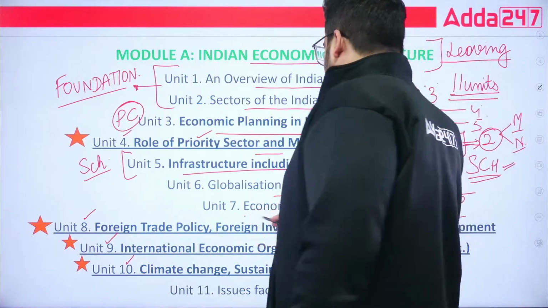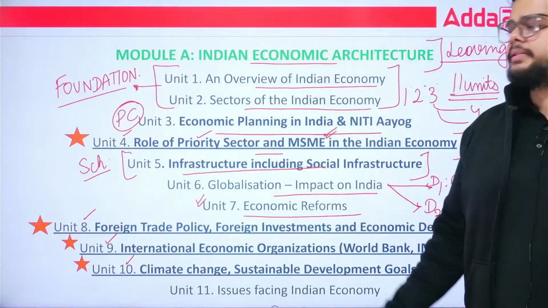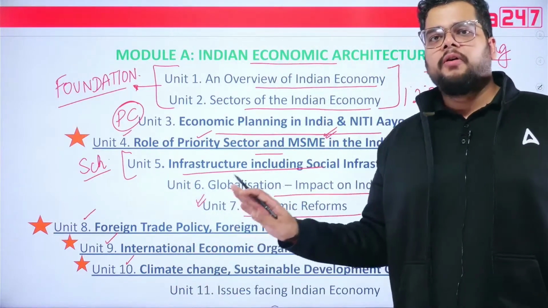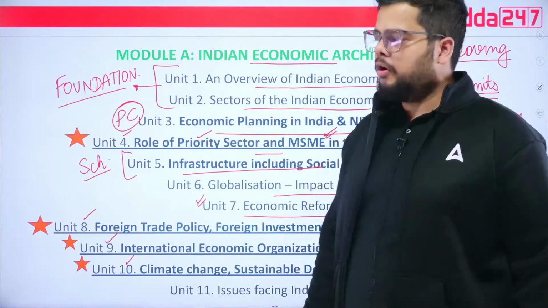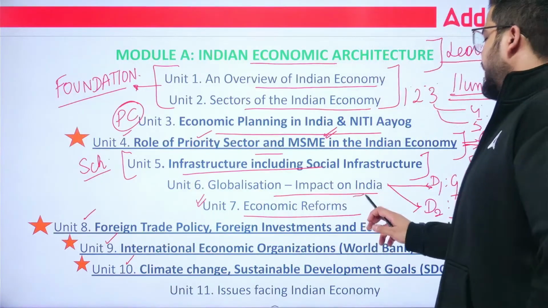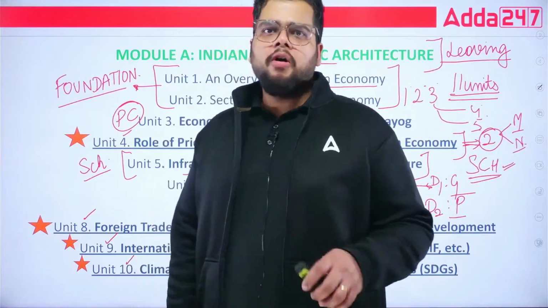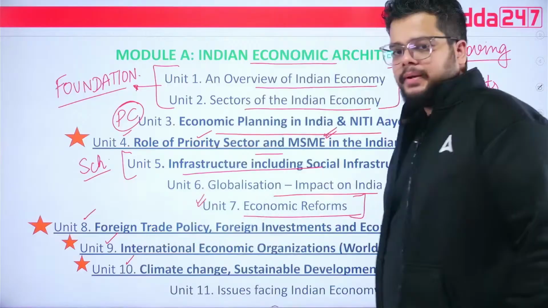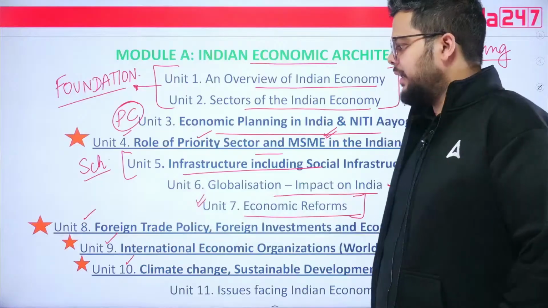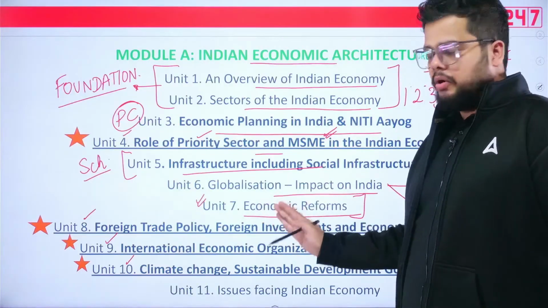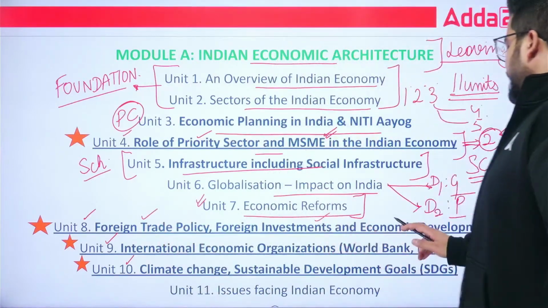Then comes unit 7, economic reforms. Although this unit is very, very important, in examination you will find more questions from module C, which is just an extension of economic reforms. In module C, there is a chapter where you will find a good description of various committees. There you will have all those committees which we will be discussing in unit number 7 as well. That is why it is not marked as star like your unit 4, 8, 9 and 10, but again its significance is good.